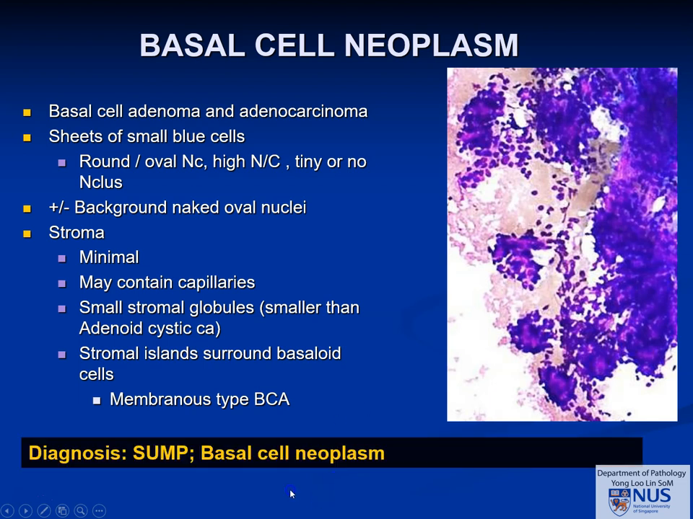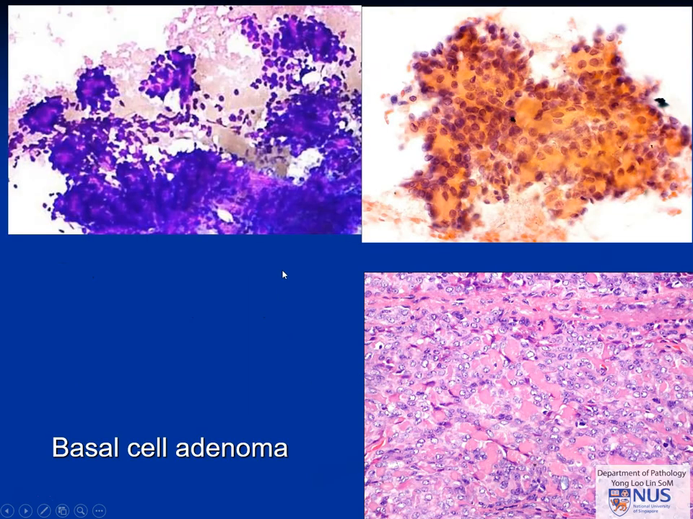So again, if we encounter this, we can call this SUMP, basal cell neoplasm, and we can give a differential of basal cell adenoma versus adenocarcinoma. So here is an example of a basal cell adenoma with the histology correlate.